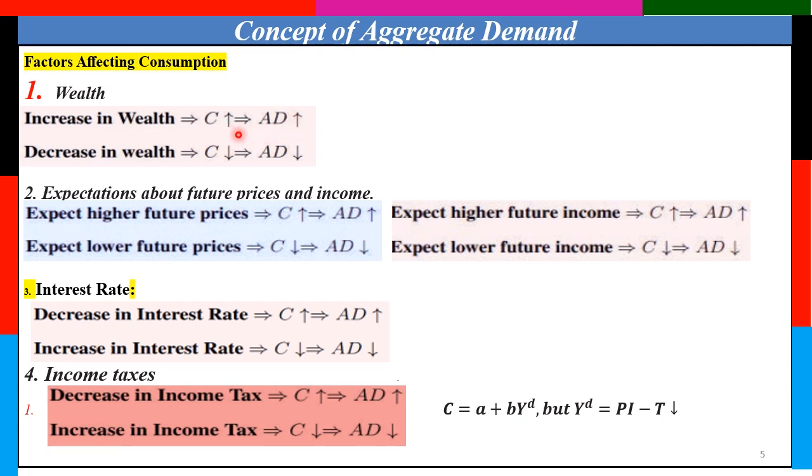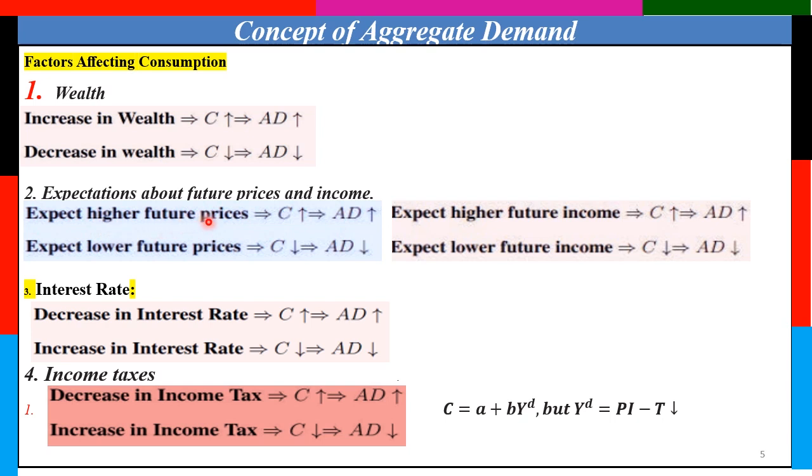Another factor which affects consumption is expectation about the future price and income. Expecting a higher future price means, let's say, an individual person or the society assumes that in the near future the price of the product is increasing, then their current consumption is what? Increasing, in order to avoid unnecessary expenditure in the near future. So their current consumption is increasing. As a result, aggregate demand is also increasing.